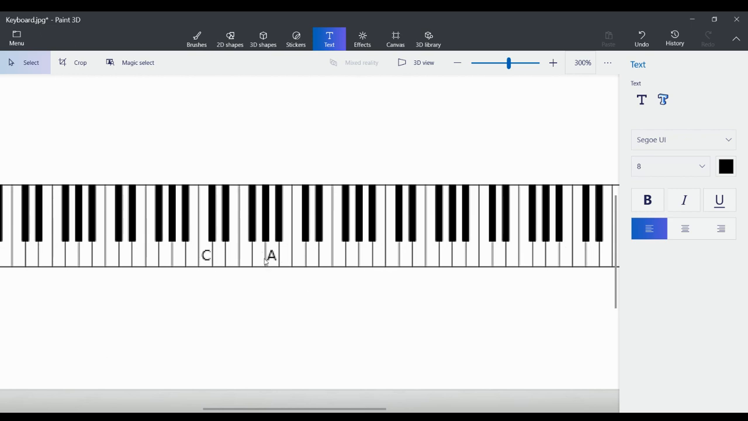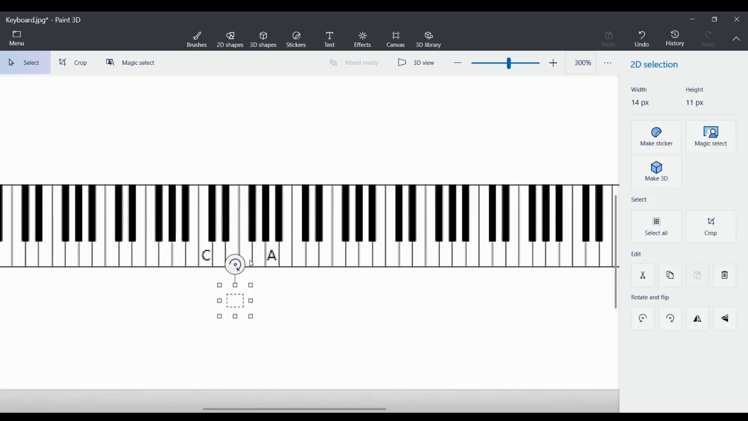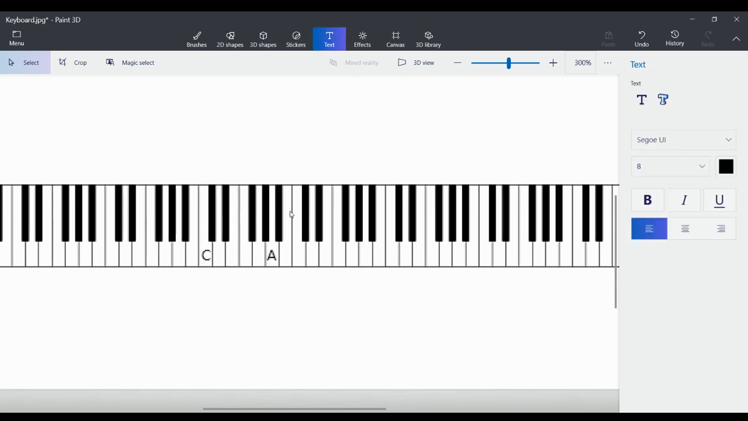Whenever you want to identify a note, I would recommend you look at C first, and then count to the right until you get to G and reset back to A. Then you'll find that you have memorized all of the white keys on the piano, and you can easily identify them.